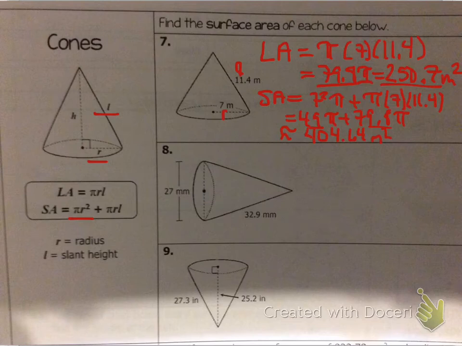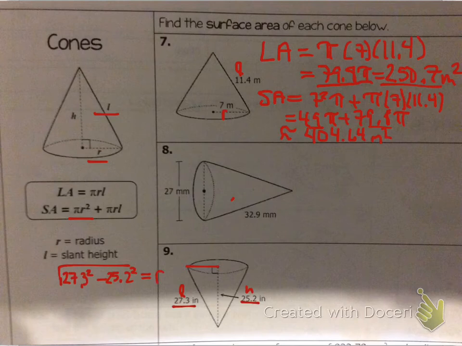Okie dokie. Now, how can I make that difficult? Look at number 9. I'm getting there. Number 9, I've got a height. I've got a slant height. I do not have a radius. So how do I find it? Again, if you're looking for the slant height, you would add the two numbers together. But if you have the slant height, then you subtract. So in this case, I'm going to say 27.3 squared minus 25.2 squared, and then take the square root, and that should give me the radius.